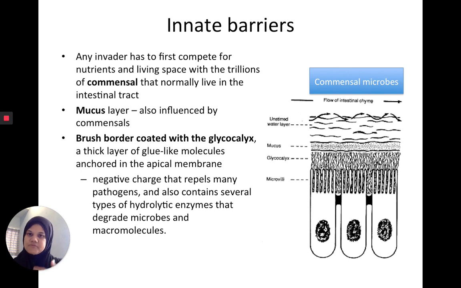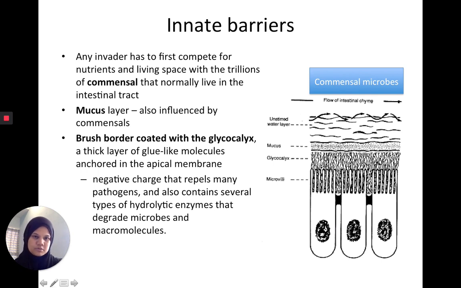And then on top of that, you've also got the mucus. The mucus is also a structure that will prevent entry of any external pathogens, and the mucus is also influenced by the presence of the commensals. So they play quite a big role in mucosal immunity. And then the structure of the surface of the mucosa. This is the brush border, which has the glycocalyx.